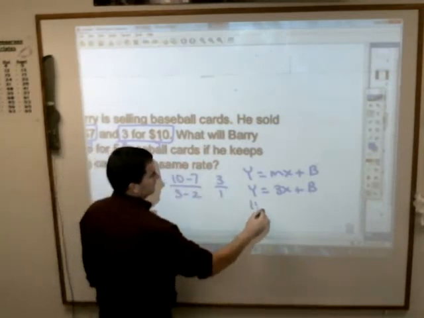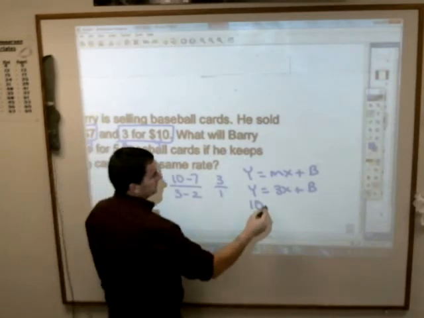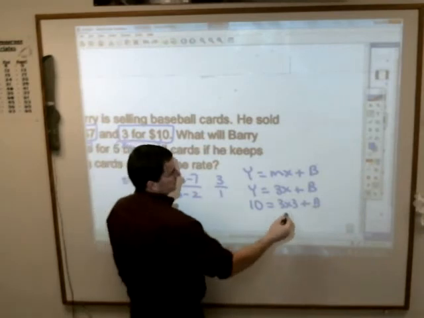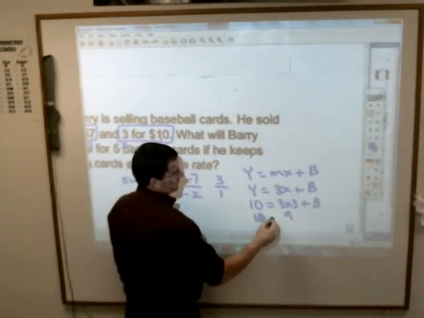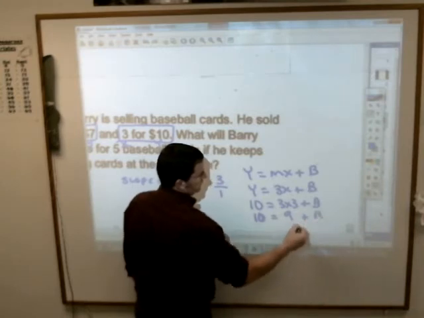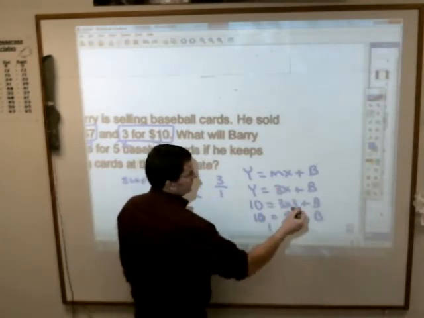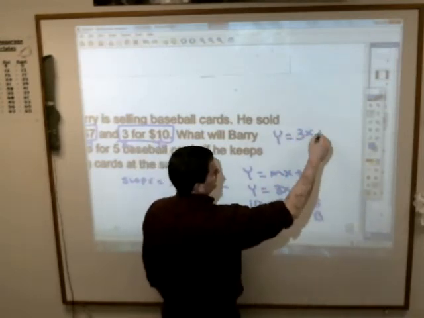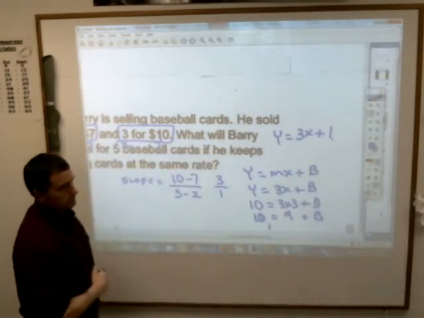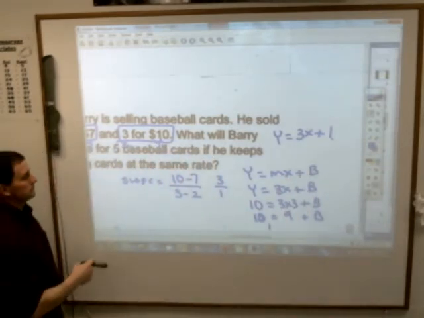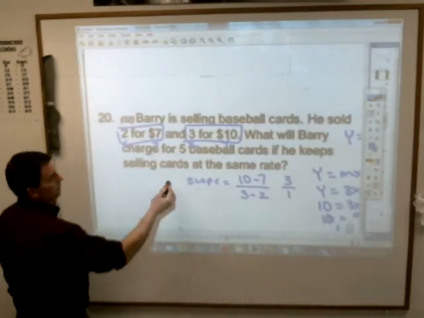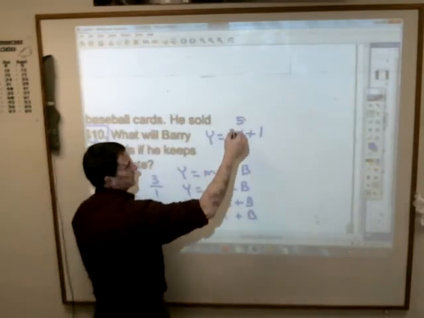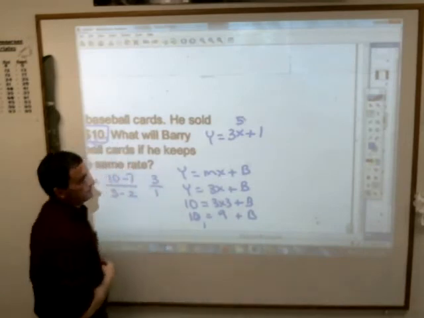Y equals 10, x equals 3, so 10 equals 3 times 3 plus b, which means 9. What does b equal? Subtract your 9, you get 1. So the line equation you use is y equals 3x plus 1. So b equals 1. And then at that point you put 5 in for x. If you put 5 in for x, guess what you get? 3 times 5 is 15 plus 1 is 16.